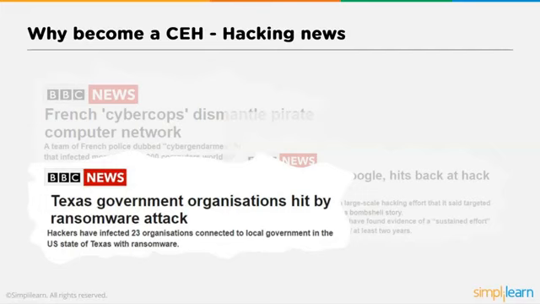Then the Texas government organizations were hit by a ransomware attack. Hackers have infected 23 organizations connected to local government in the US state of Texas with ransomware. That means that their databases have been encrypted. The government themselves do not have access to that database. The databases could have been compromised by the hackers. And that means that whatever services were being provided to the users based on that database may no longer be available to the end users because of the ransomware.